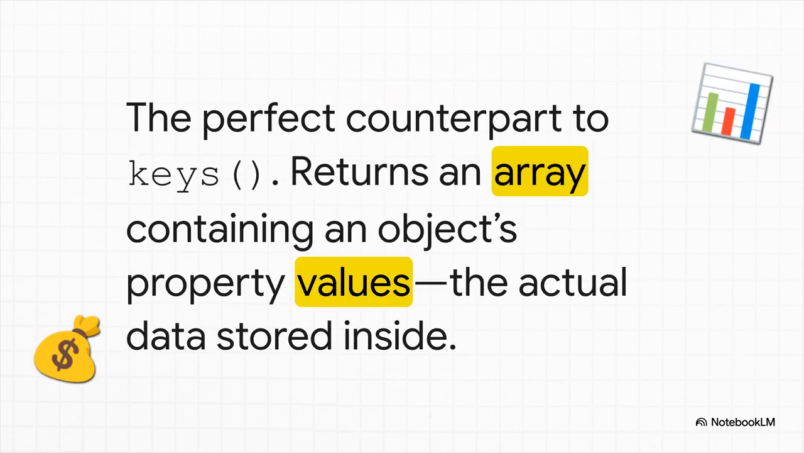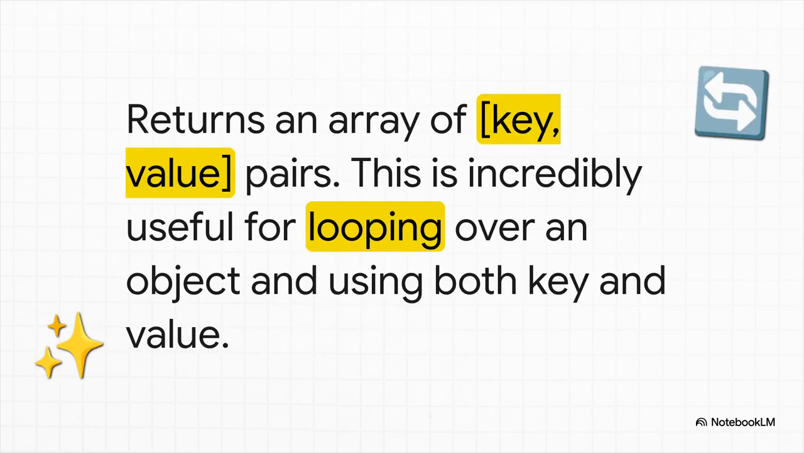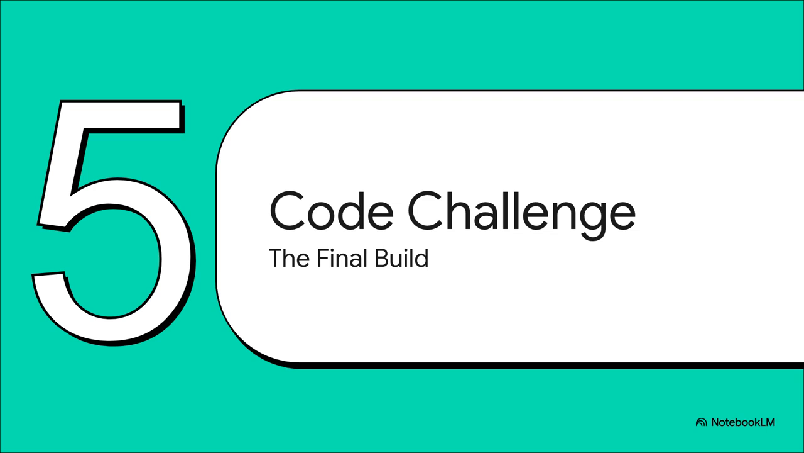The second key is the perfect partner to the first, Object.values. As you can probably guess, this one does the opposite. It ignores all the keys and gives you an array with just the values, the actual data you've stored in the object. And finally, we have the most powerful key on the ring, Object.entries. This one gives you everything. It returns an array, but each item in that array is another little array that contains both the key and the value together as a pair. This is an absolute game changer when you need to loop over an object, because you get both pieces of information in one go.